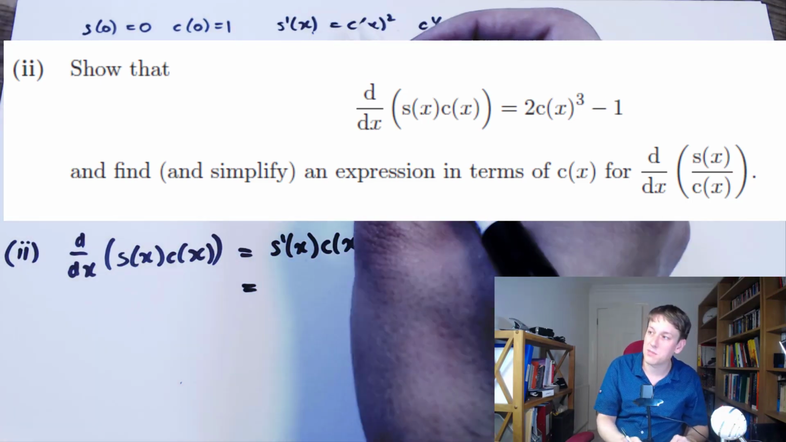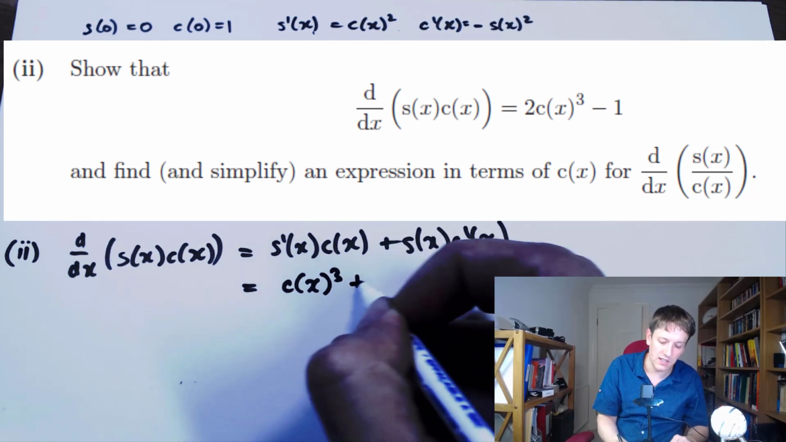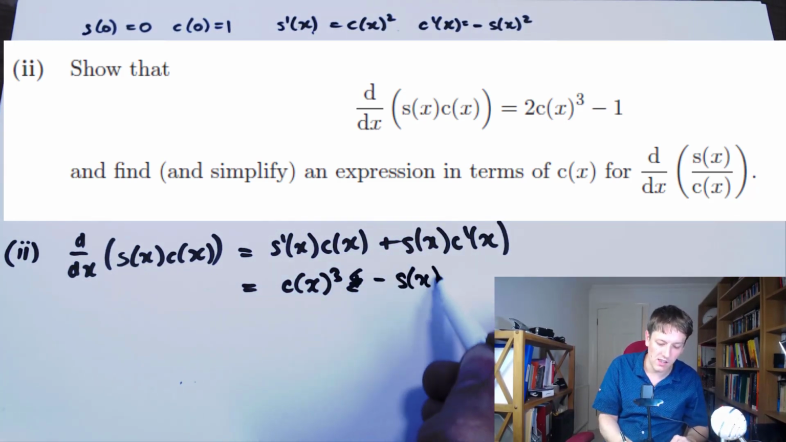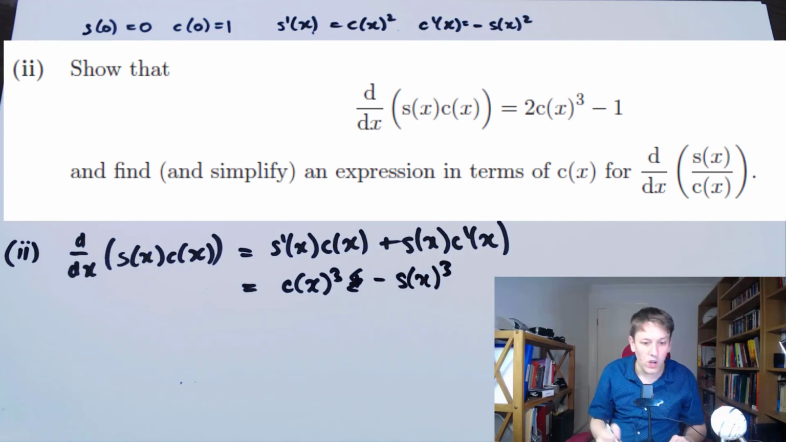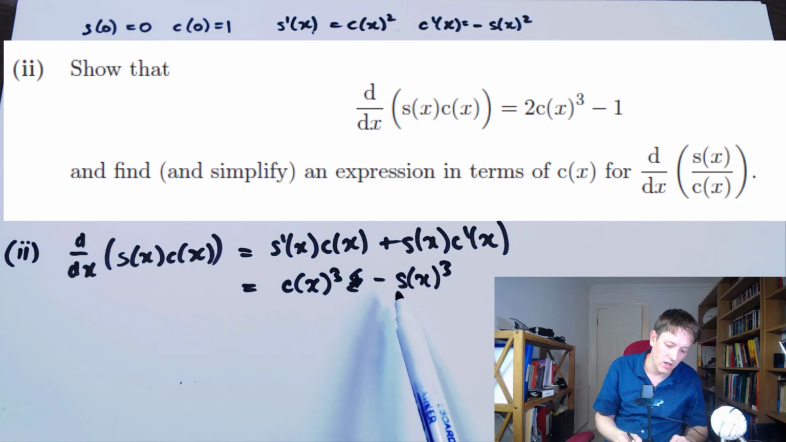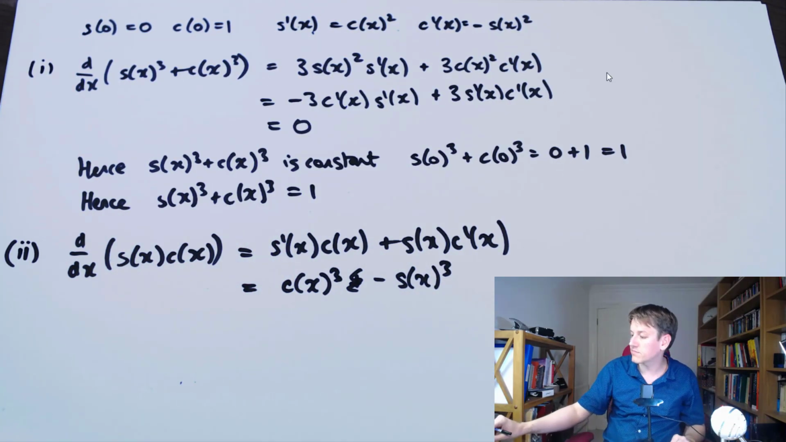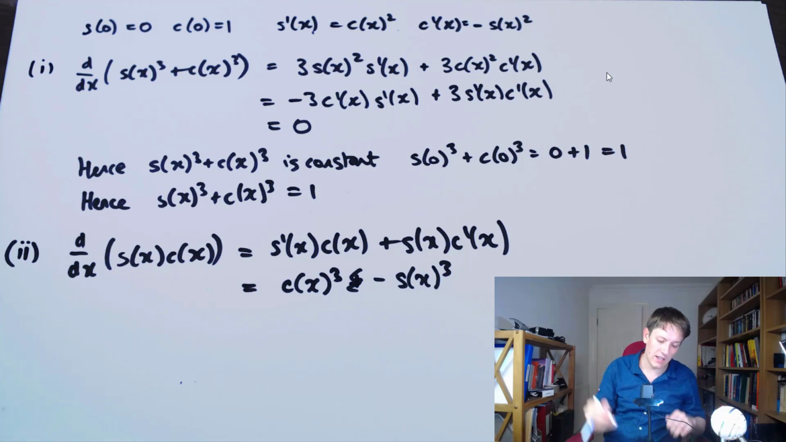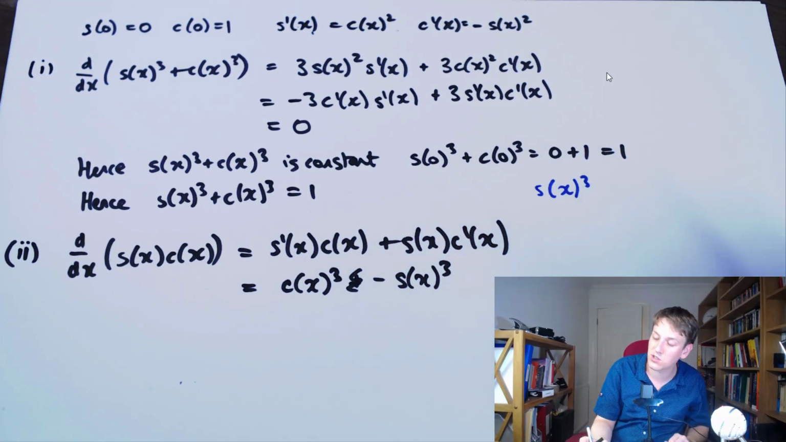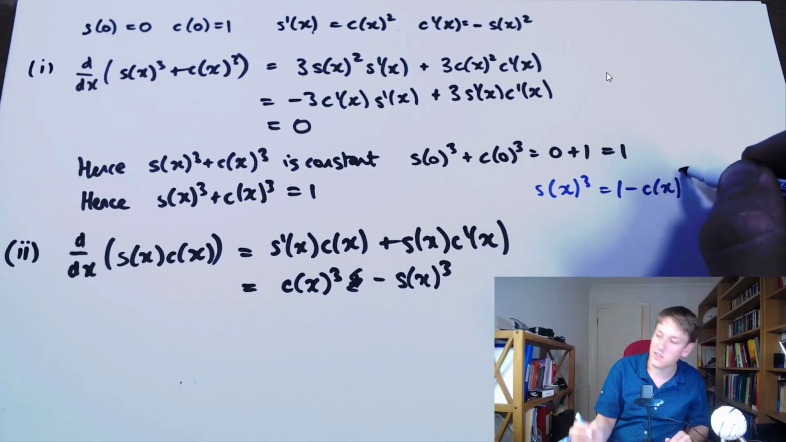So s primed is c of x squared, so this becomes c of x cubed, and c primed is minus s of x squared, so I get minus s of x cubed. Not quite what we're looking for. We want 2c of x cubed, so I can use this result that we've got here and just rearrange it to say that s of x cubed of course is 1 minus c of x cubed.